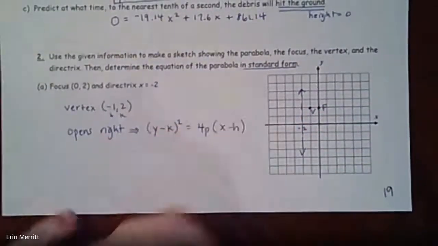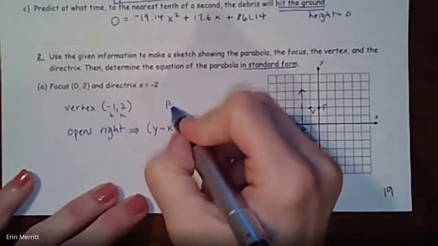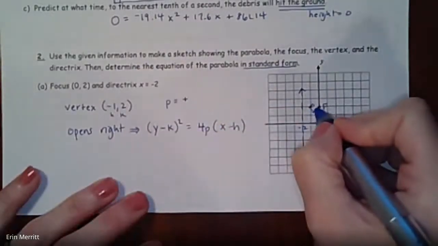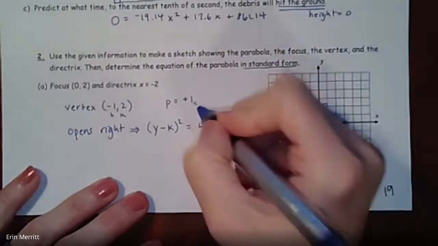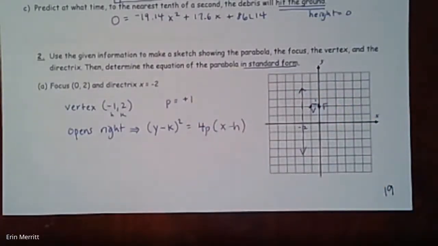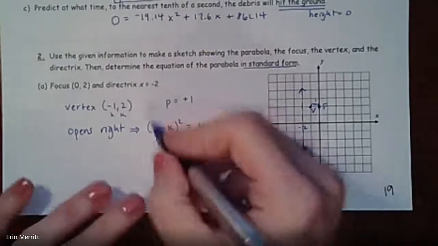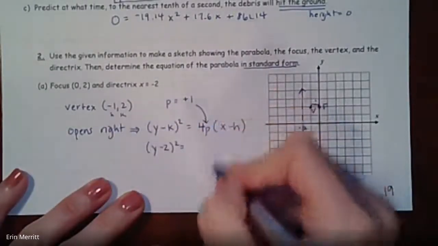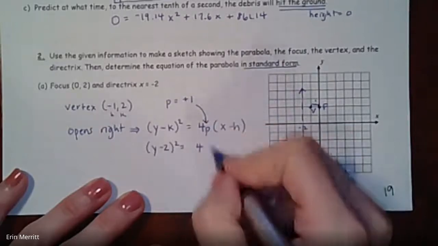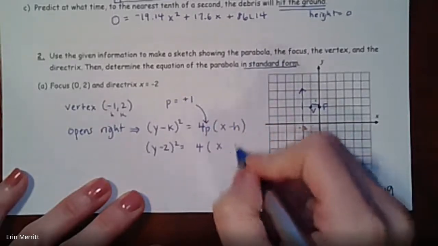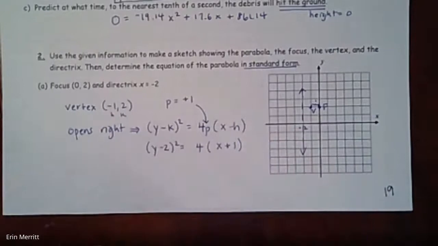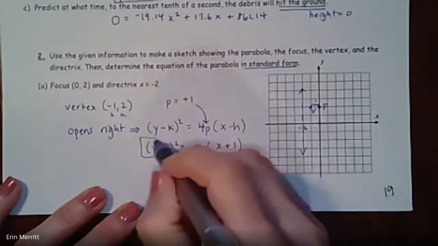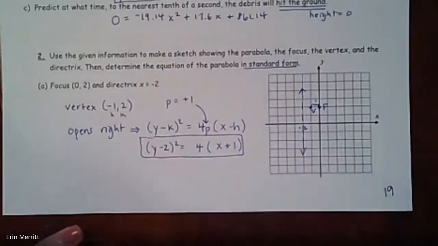Here's the h and the k. The other value you need is p. The fact that it opens right means p is positive, and that little distance right there is just 1, so it's a positive 1. So now you can plug in all the values you need. So we've got y minus 2 squared equals 4 times 1, which is just 4, and then x minus negative 1 will turn into x plus 1. So there's the equation in focus-directrix form, or the locus definition form.